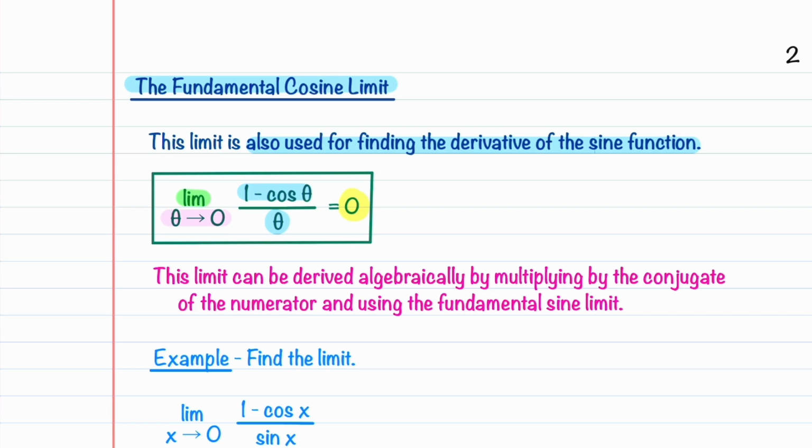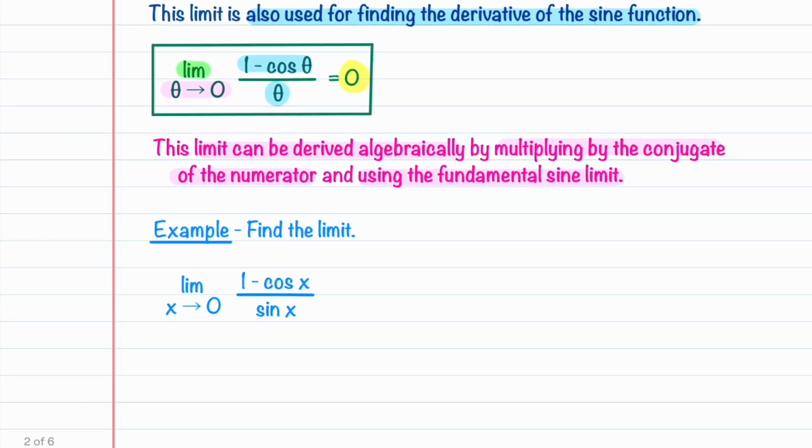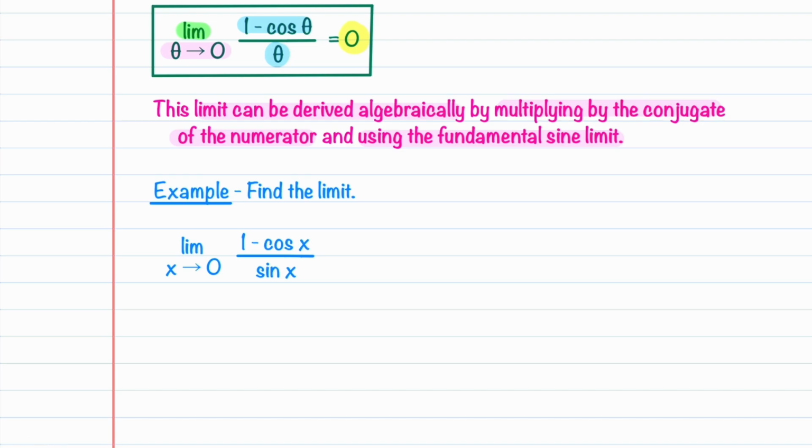This limit can be derived algebraically by multiplying by the conjugate of the numerator and then using the fundamental sine limit. I am not going to go through that in this video, but if you want to do it, I'm sure you can do it if you follow these directions. What we're going to do now is walk through an example where we find a given limit.